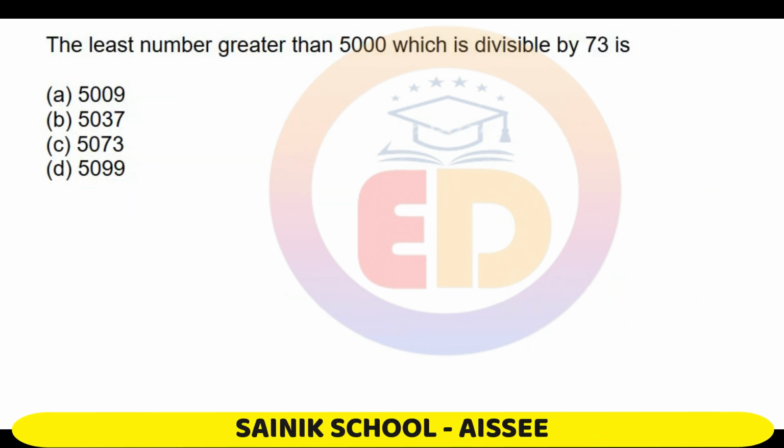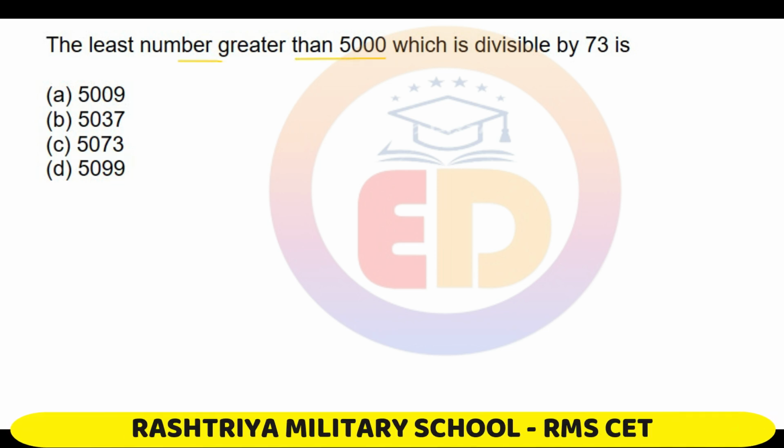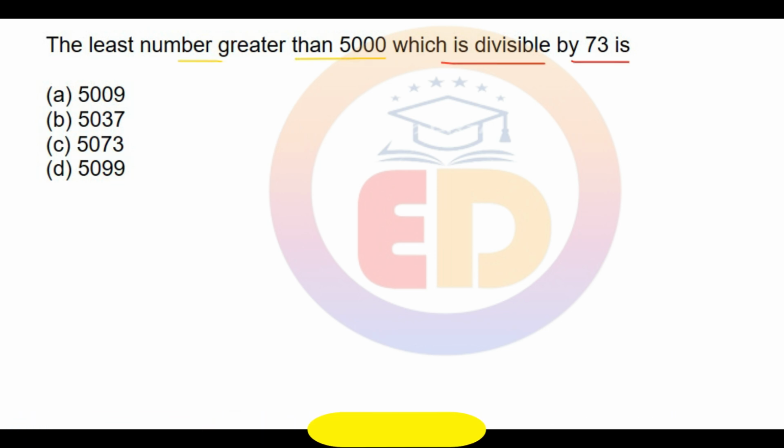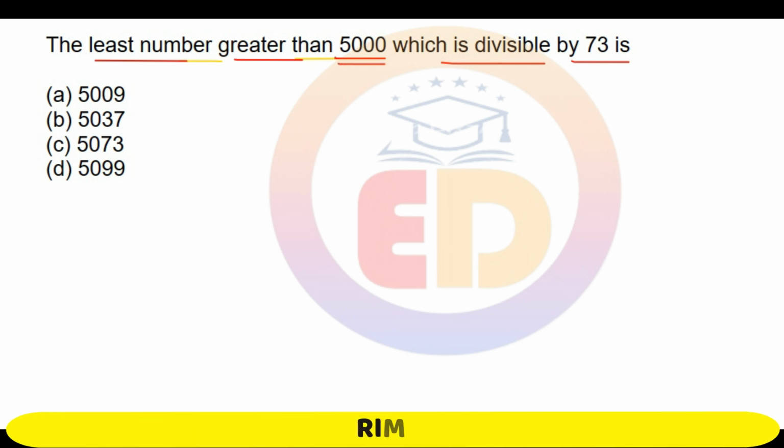Question says: the least number greater than 5000 which is divisible by 73. Least number means we have to find the smallest number which is greater than 5000 and divisible by 73.